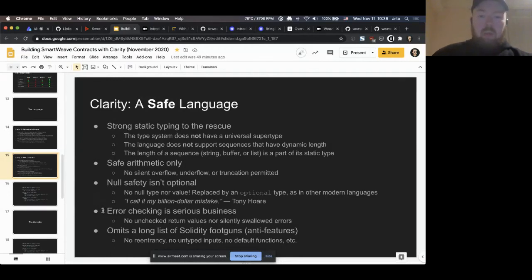And as I mentioned, error checking: you just can't swallow errors. You have to take care of them. All public functions in Clarity must return a type which could be an error. It's called a response type, and it's either an error or a value. And we omit a huge list of anti-features from Solidity, which I won't go into any more.